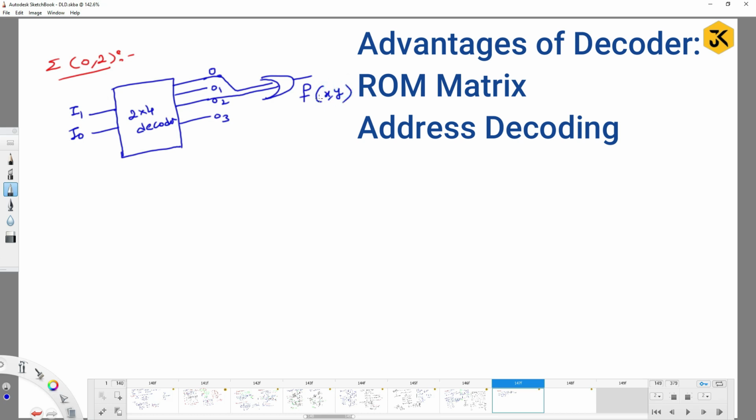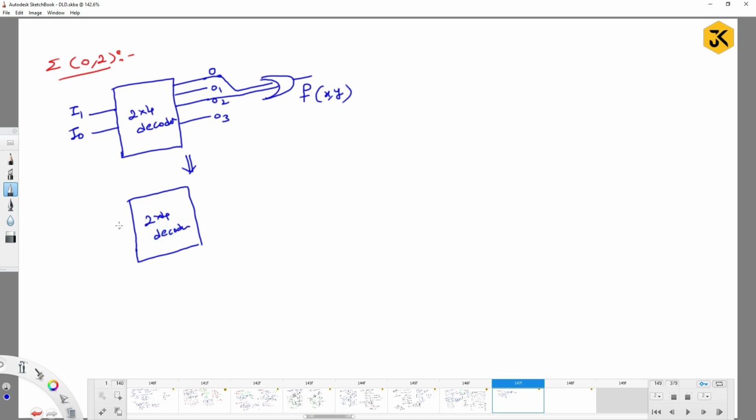So, here you are going to get the Boolean function f of x comma y, right? The same circuit diagram I can redraw in another way. Instead of using an OR gate, I can redraw it in another way. Try to observe, I am going to use only a 2 by 4 decoder. Input is I1 and I0 and outputs are like this. Okay, fine. Now, instead of using an OR gate, I am going to place one vertical copper wire.